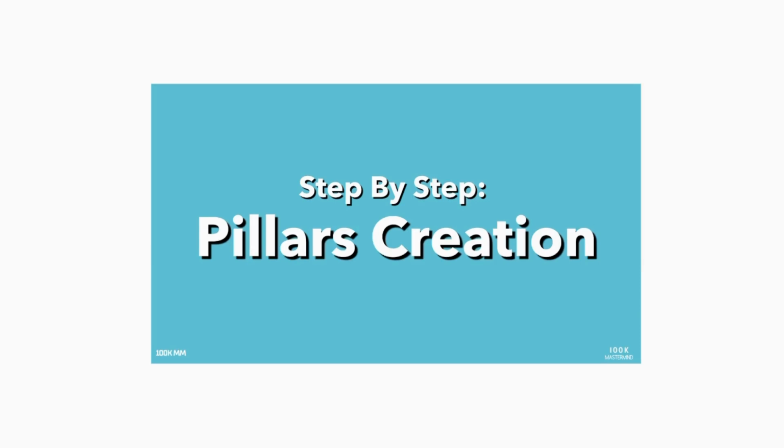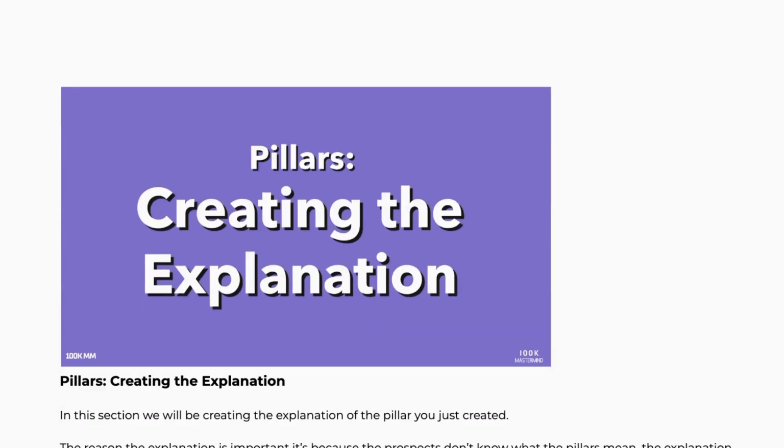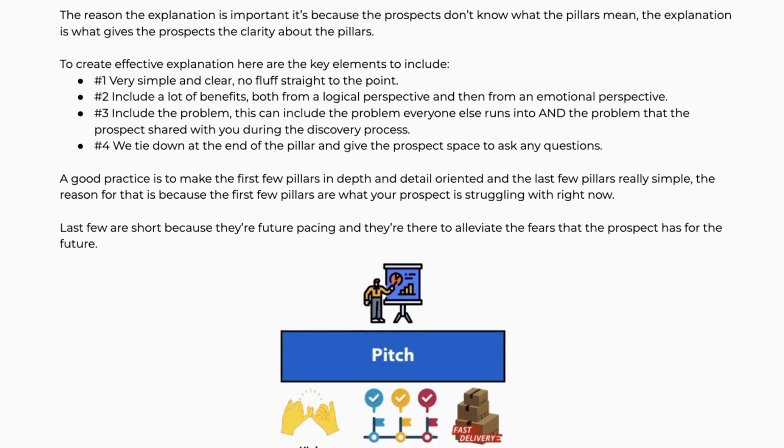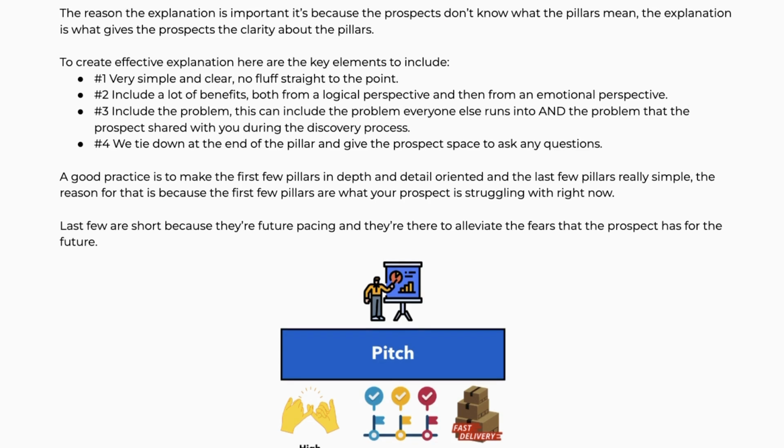All right, ladies and gentlemen, welcome back from that mini training. So by now, you should have created the names to all of the pillars that you're going to be using inside of your pitch. So part one of this entire process is good to go. Now we're going to move on to part two, which is all around creating the explanation. The reason why the explanations are so important is because this is what the prospect is going to understand about the pillars, right? Because if you just stated the names of the pillars to the prospect, they're not going to know what the pillars actually mean. So the explanation is what gives the prospect clarity about the pillars.